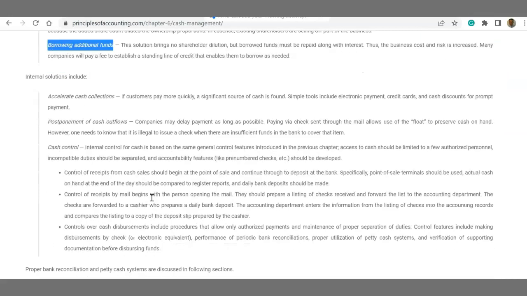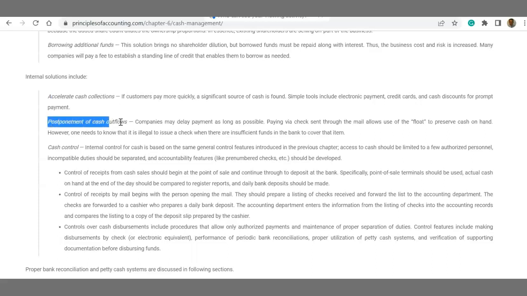There are some other internal solutions also, which you can read here. Like you can provide, let's say, sales discounts like net 2/10, net 30. By providing that option of paying invoices for 2/10, net 30, that means customers, if they pay in 10 days, will get a 2% discount on the invoice. That will accelerate the cash collection.